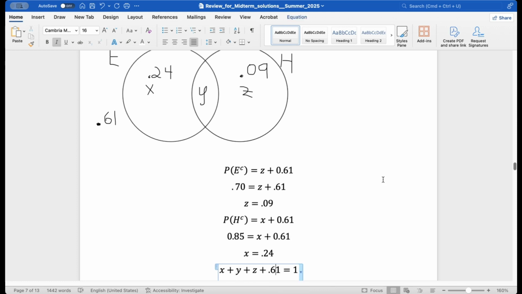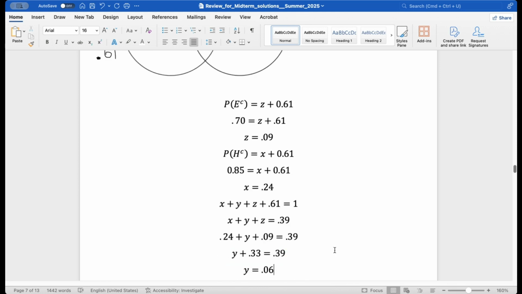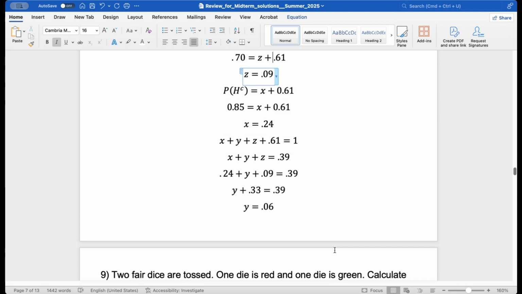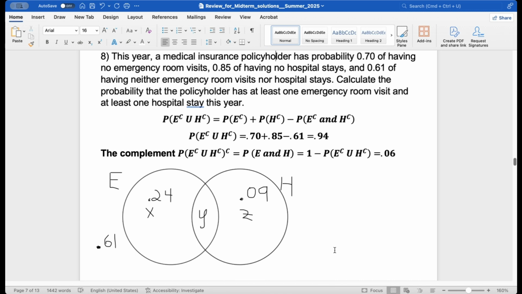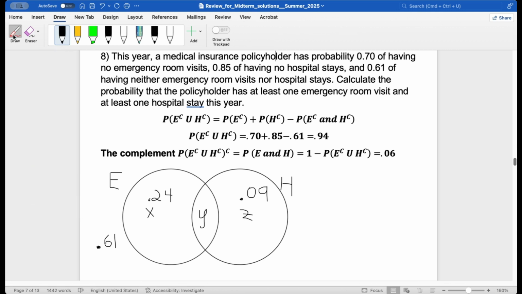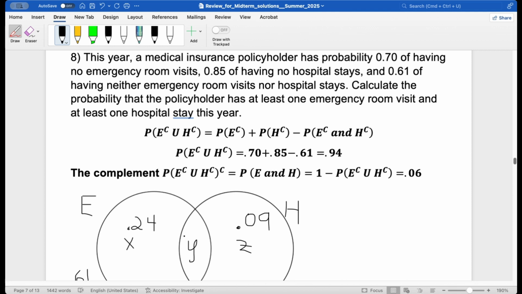The grand total of everything has to be 100% or one whole. X plus Y plus Z plus 0.61 has to equal one whole. X plus Y plus Z is 0.39. We know X plus Z is 0.33. And that leaves us with 0.06 for Y. So the final answer is 0.06.